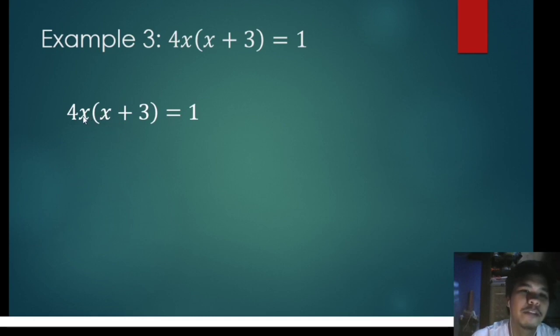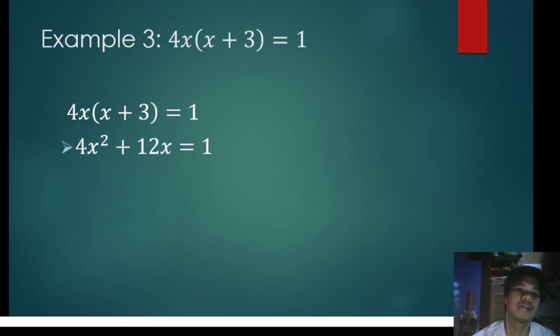So we're going to multiply 4x to x first, followed by 4x to positive 3. So by multiplying 4x to x plus 3, we could obtain 4x squared plus 12x equal to 1. All we have to do is to copy the expression at the right side of the equation. So we multiply 4x to x, that's why we get 4x squared, followed by 4x times positive 3. So 4x times positive 3 is positive 12x equal to 1.